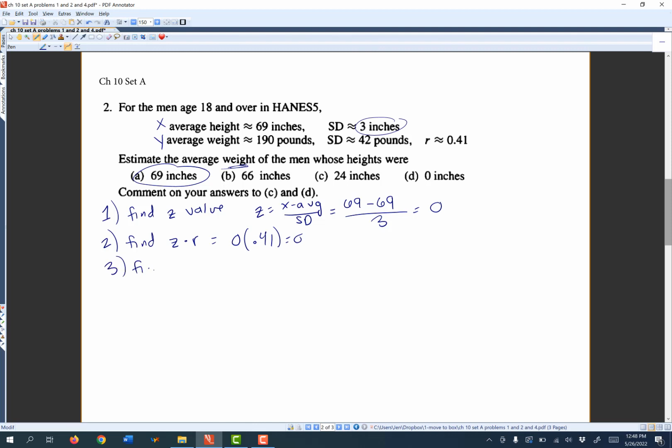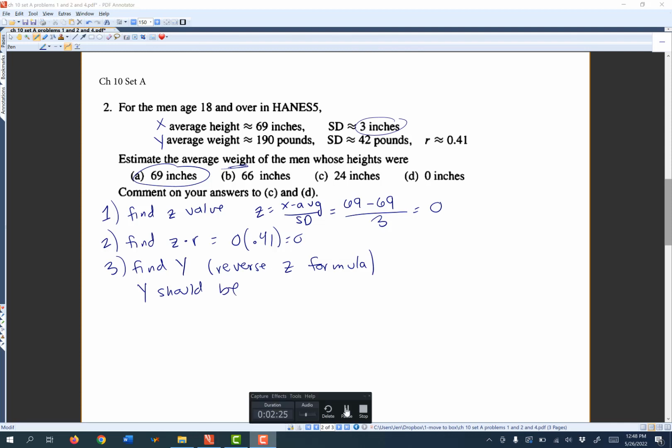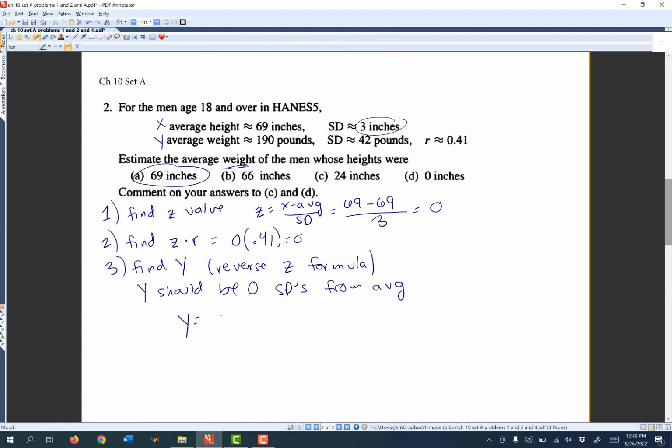Now step 3, we're going to find our Y. Basically, we're going to reverse the Z formula. Okay. So Z times R tells you how many standard deviations Y should be from its average. So Y should be 0 standard deviations from the average. Or in other words, we could do Y equals our average plus something times the number of standard deviations. So the something here is going to be that Z times R that we found in step 2.